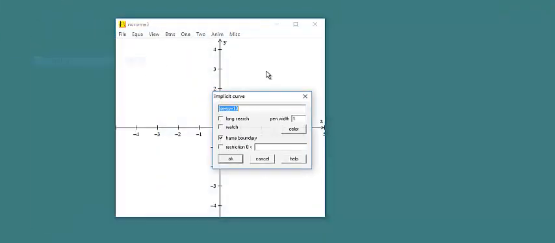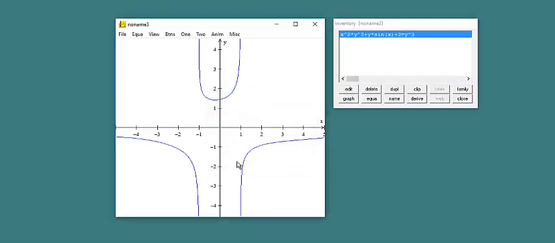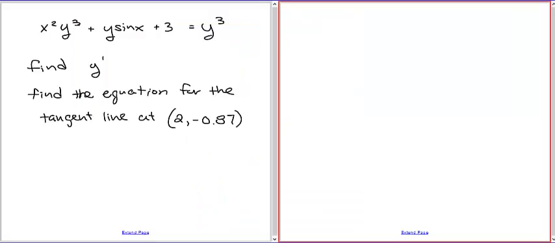Okay, so this is an implicit equation. And the equation is x squared times y cubed plus y times the sine of x plus 3 equals y cubed. Okay, so that's what it looks like, at least within the range of numbers we're doing. And if you solve for the equation at x equals 2, you can see it's negative 0.87, which is on your paper. And so the tangent line should be something like that. Okay, so let's do the implicit differentiation here.